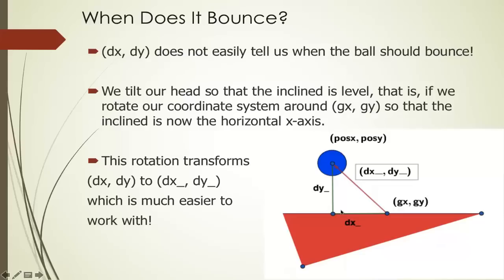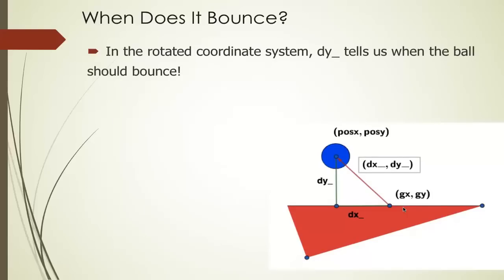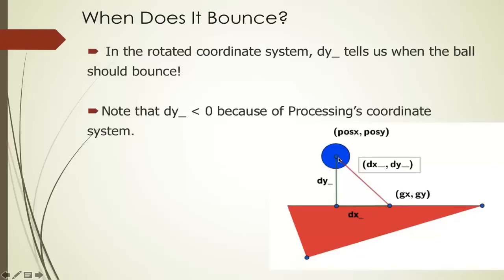So again, the original dx dy, if I rotate it, becomes dx underscore dy underscore. This is still the location of the ball with respect to gx gy, except that now the incline is level. And so dx underscore dy underscore is much easier to work with because it's now horizontal and vertical rather than at an angle. In the rotated coordinate system, dy underscore will tell us when the ball should bounce. That's the nice thing: once I rotate it, this is a vertical length segment, so I can easily figure out when the ball is going to bounce in this new system.